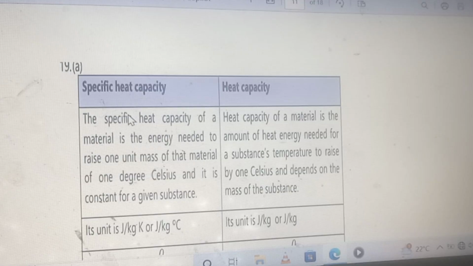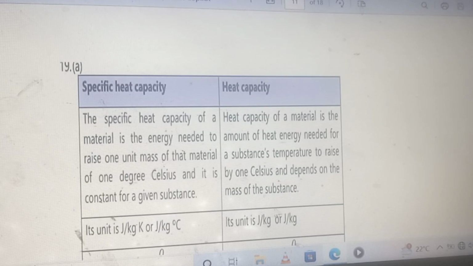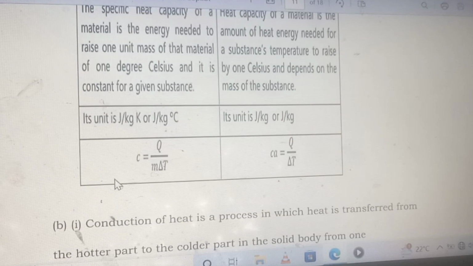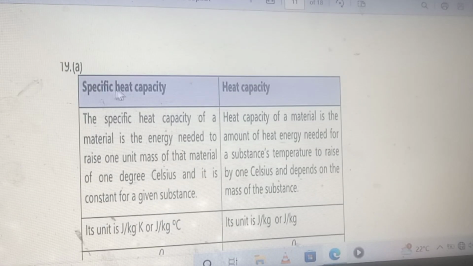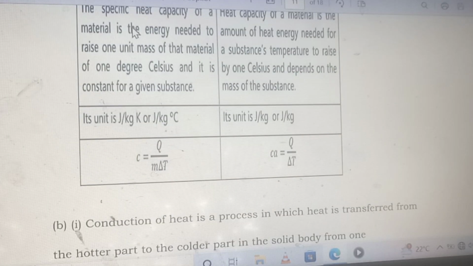This is the difference between specific heat capacity and heat capacity. If you differentiate some quantities, you can use the definition, as you see, the definition of specific heat capacity and the definition of heat capacity. And also you can use the SI unit of specific heat capacity and the SI unit of heat capacity, and also the formula of specific heat capacity and the formula of heat capacity. If you use the definition only, you get low marks. If you use definition, unit and formulas, you get full marks.